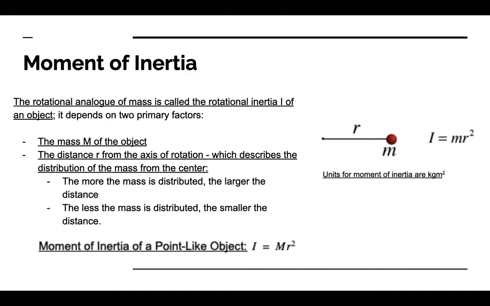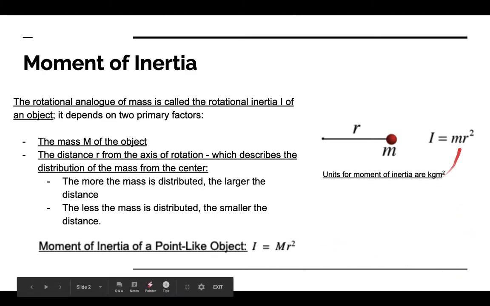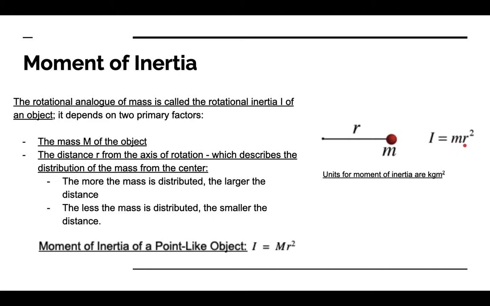So the units for the moment of inertia are kilograms meters squared, kilograms being the unit for mass, and then meters being the unit for our distance r. Okay, so we get kilograms meter squared, not kilograms per meter squared.